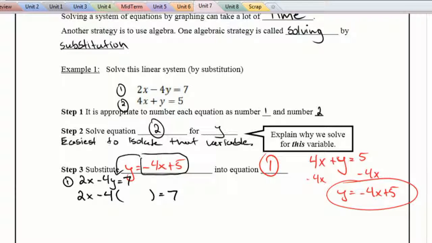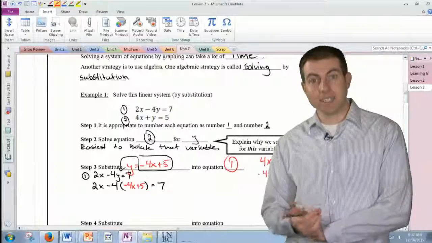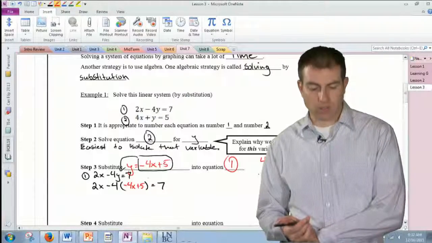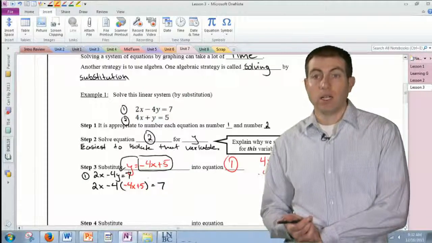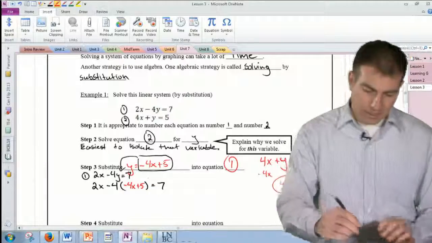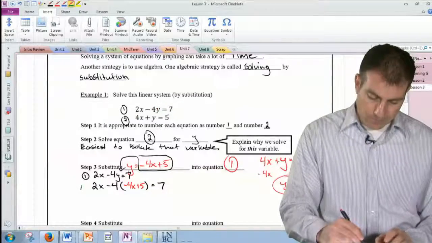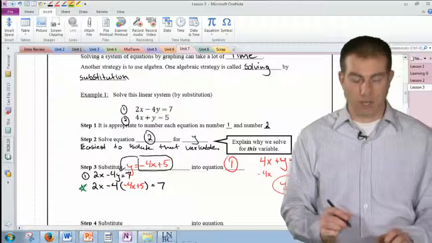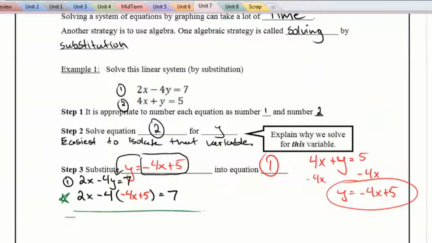And then I'm substituting negative 4x plus 5. So everywhere in that equation where there's a y, I know y is equal to negative 4x plus 5. So at this point, you don't even need to write this little star in here, but if we're just looking at this equation, you'll notice that the only variable I have left is x.